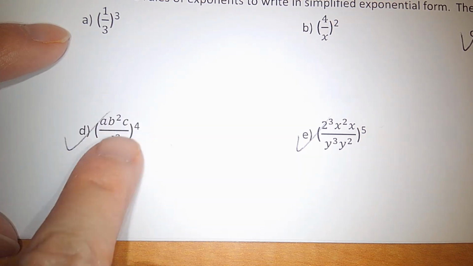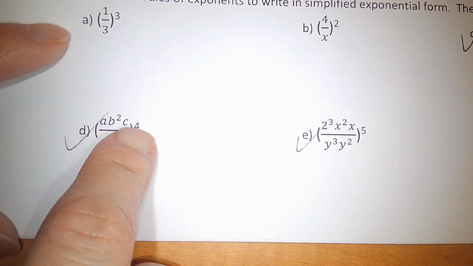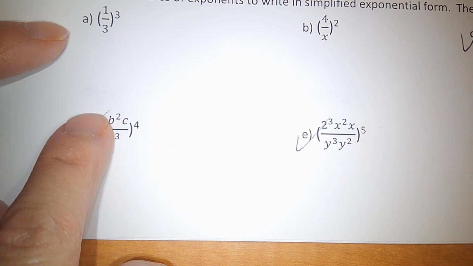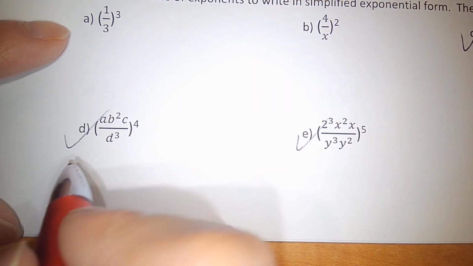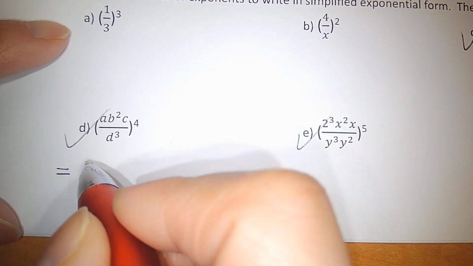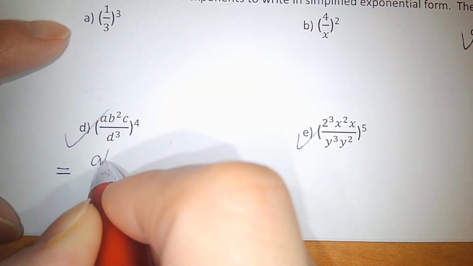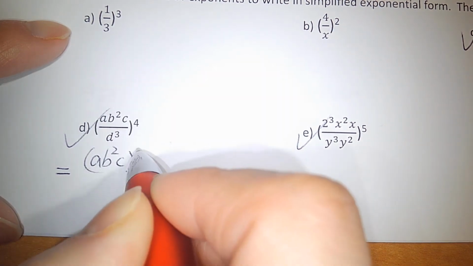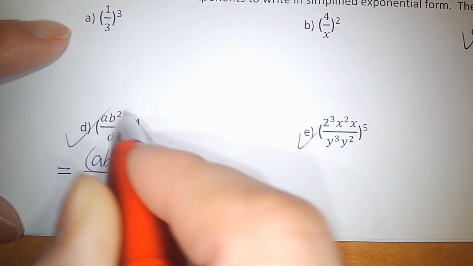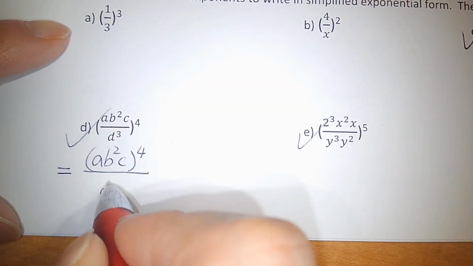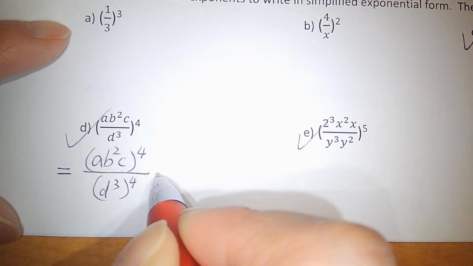This is the fraction inside of parentheses, to the fourth power. Okay, fraction. So what do we do? We should have a b squared c to the fourth power, which is the numerator, to the fourth power, divided by d to the cube to the fourth power.